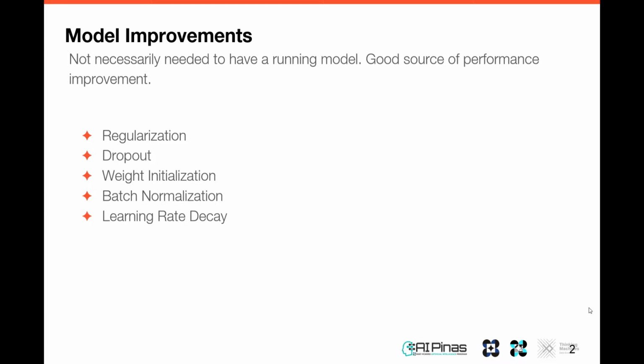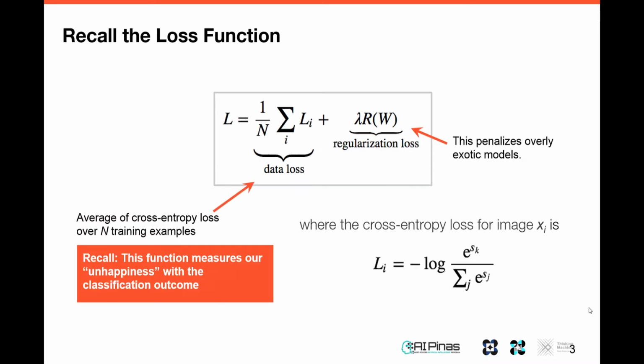You don't really need it to build a running model, as we've demonstrated earlier, but they're fantastic sources of performance improvement when you actually need something that works well. We're going to go over 5 of the most commonly used model improvements: regularization, dropout, weight initialization, batch normalization, and learning rate decay. Okay, so regularization.